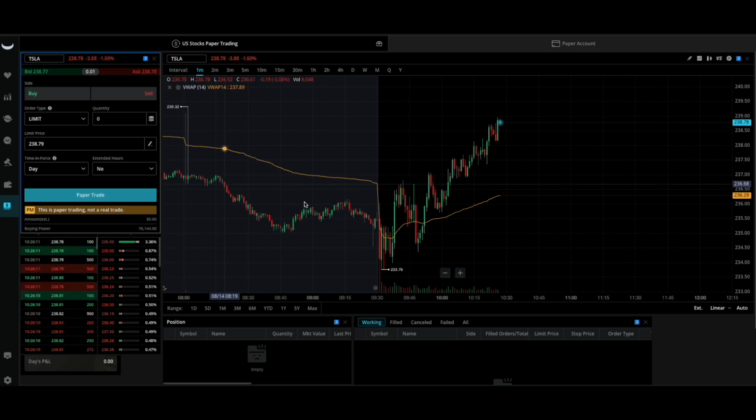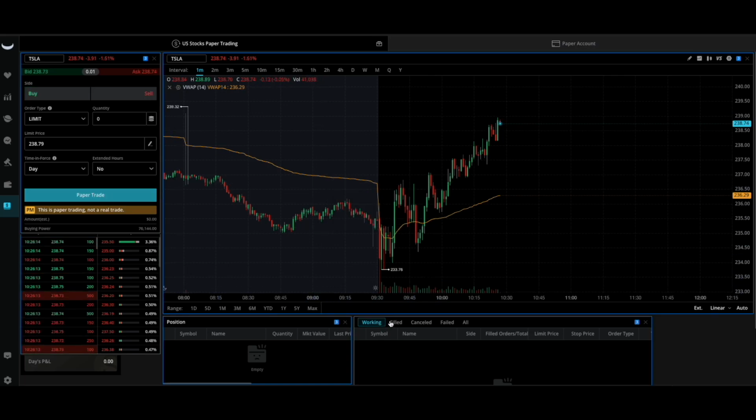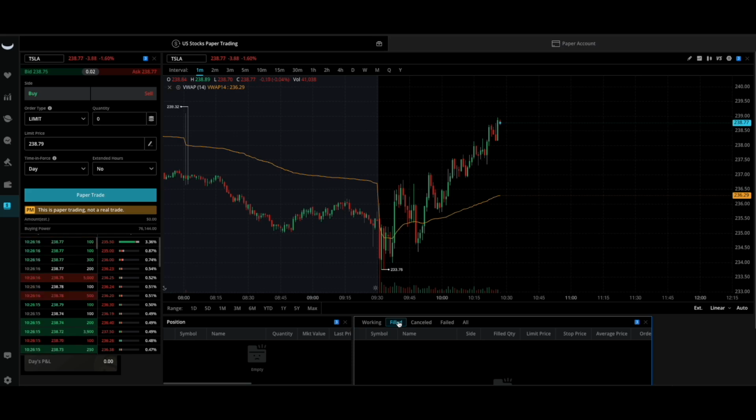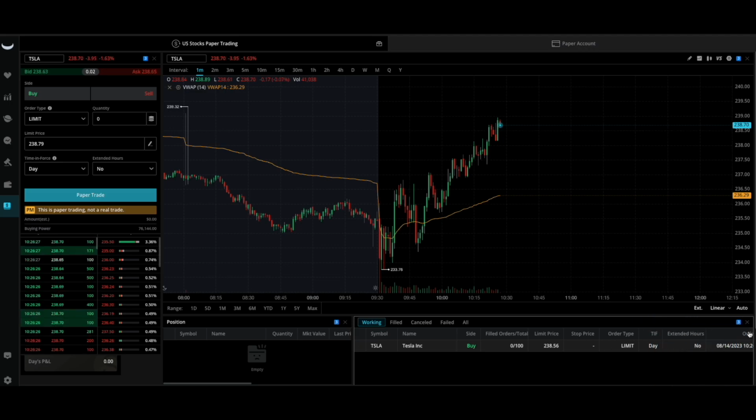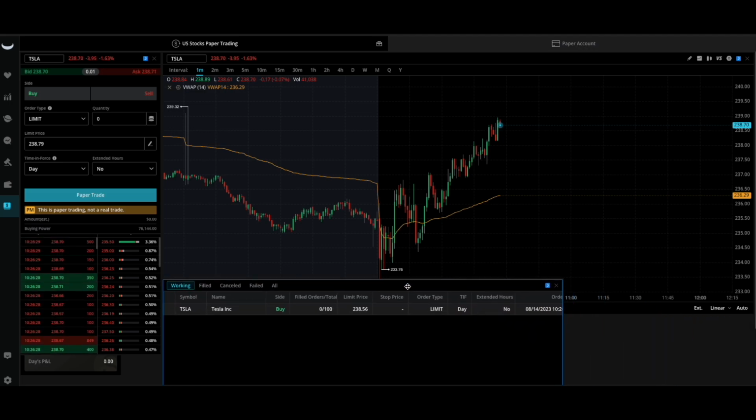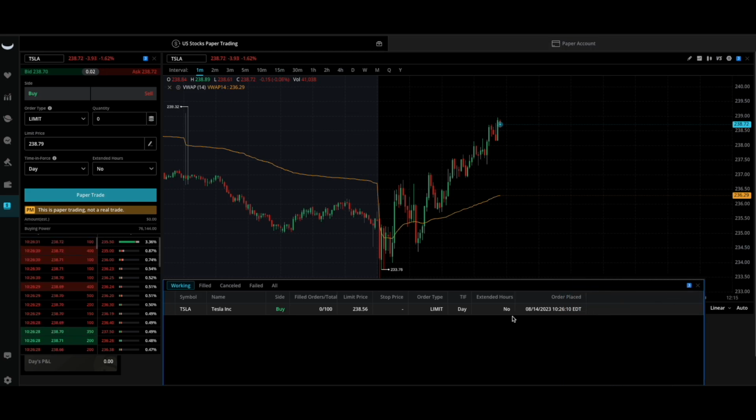So I hit paper trade, and now we're going to put working. We have filled over here if the trade actually fills, but under working means that it has not even filled yet. So looking here, we're still waiting for this order to fill. Now if I extend this out, you can see right here, the order is in, but it's not filled yet because it's still at 238.56. But if it goes to 56 here, oh, so I should get filled here. So now at 238.56, we can see that it's trading here.